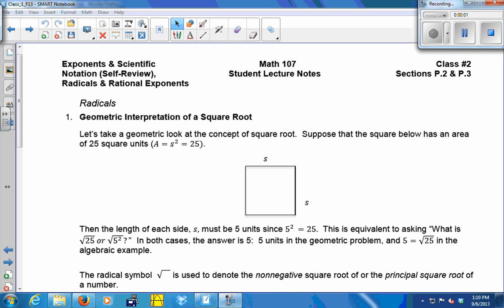We are moving to sections P2 and P3 today, which is a little bit of review. Exponents and scientific notation are in this section, but I'm not going to explicitly go over them in class. There are things that you should have seen before, and you can just take a quick peruse through the book to make sure that you remember how to do that. What we're going to talk about mostly today is radicals and rational exponents.